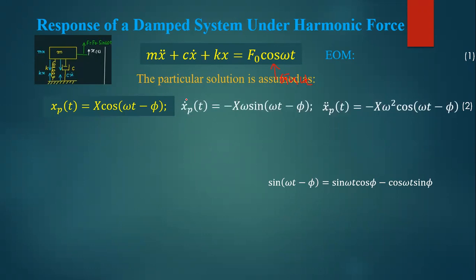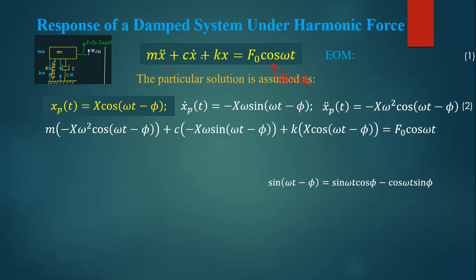Then x dot of the particular is equal to minus x omega sine(omega t minus phi). x double dot is equal to minus x omega squared cos(omega t minus phi). So making successive differentiation, we can get these values. By substituting this x particular in this place, we get this equation. Instead of x double dot, we substitute this, and instead of x dot, we substitute this part, and instead of x, we have this relation.